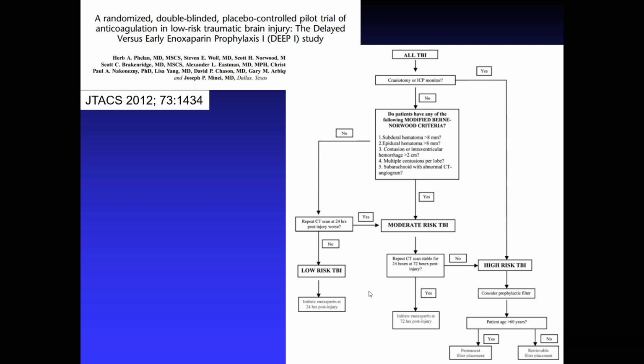Low risk TBIs, in which case it's recommended that Lovenox be started after 24 hours with a stable head CT. Moderate risk, in which case patients can start Lovenox after 72 hours and 24 hours after stable head CT. So 72 hours after presentation, 24 hours after the first stable head CT. And those patients with high-risk TBIs, in which chemical prophylaxis is avoided for greater than 72 hours, and secondary prophylaxis with weekly duplex studies is recommended.